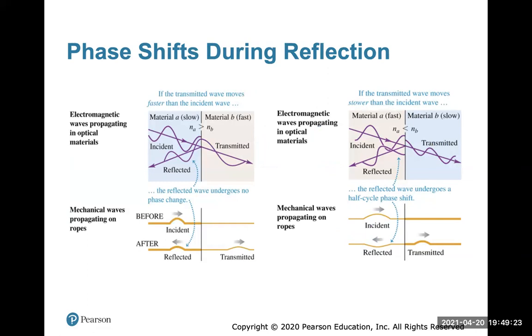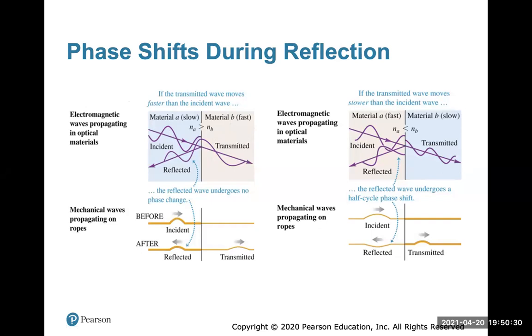Anytime we are incident upon a boundary between media, if we are going from a medium of greater index to lesser index of refraction. In other words, remember that index of refraction is inversely related to the speed with which the light travels in the medium. N is equal to C over V. So if we travel faster in the second medium, material B in this picture, the index of refraction, bigger denominator, will be less. So we're going from greater to lesser index of refraction. Yeah, there it is. Cool.